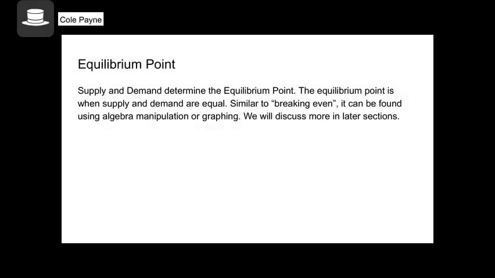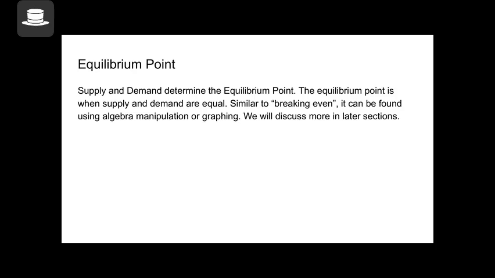Similar to the break-even analysis, we have an equilibrium point. The equilibrium point refers to supply and demand. Supply is how much we're making of a product, and demand is how much it's wanted by the consumer. The equilibrium point is when those are equal to one another. Similar to break-even, it can be found using algebra manipulation or graphing, which we'll discuss in the next section. The difference is that with break-even, a business owner or manager would want to know how much money can be made after we break even.